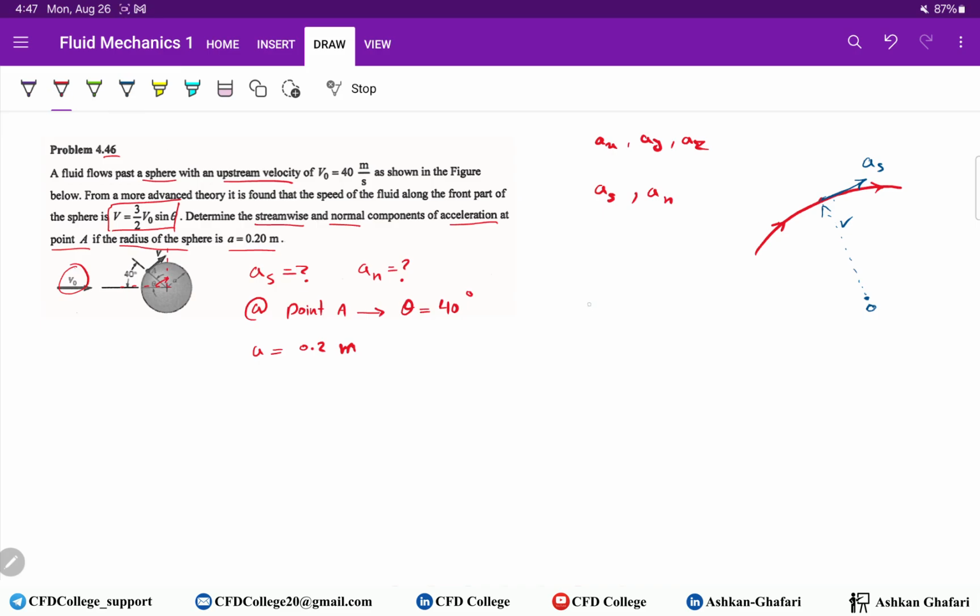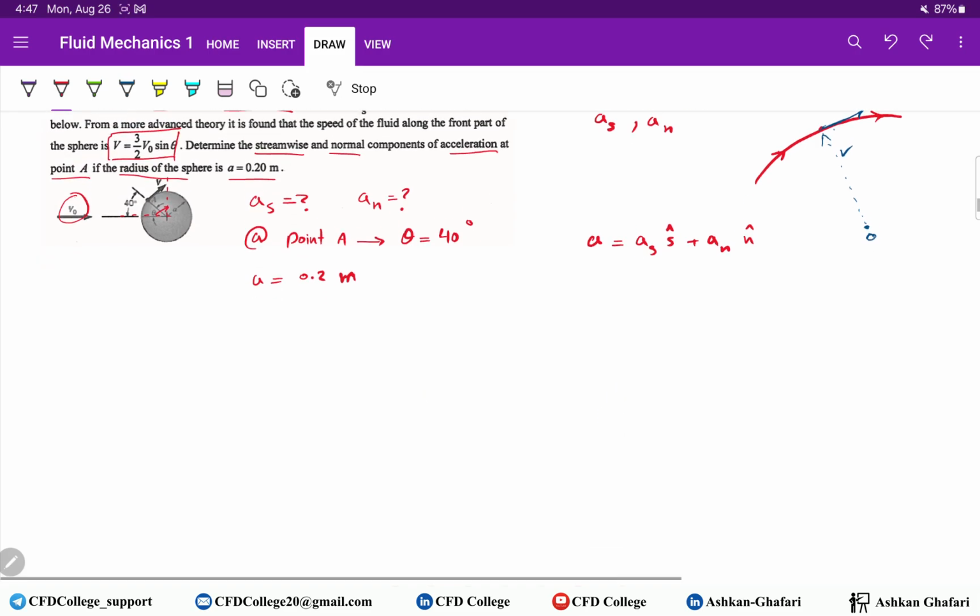Okay, in these coordinates we know that A is AS plus AN. AS can be found as, okay, let me decrease a bit, decrease thickness. AS equals V delta V over delta S, while the normal component equals V² over R. This is R, the radius of the curvature. Okay, so I think it's not difficult for you.